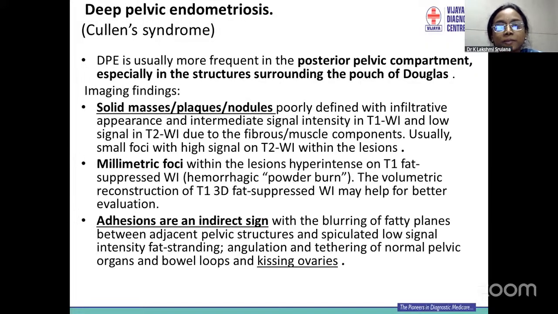Coming to deep pelvic endometriosis, DPE usually is more frequent in the posterior pelvic compartment. They appear as solid masses, plaques, or nodules which are T2 hypointense with intermediate signal on T1, and multiple millimetric foci of T1 hyperintensity within these lesions giving a hemorrhagic powder burn appearance is specific for endometriosis. Adhesions are an indirect sign for deep pelvic endometriosis.